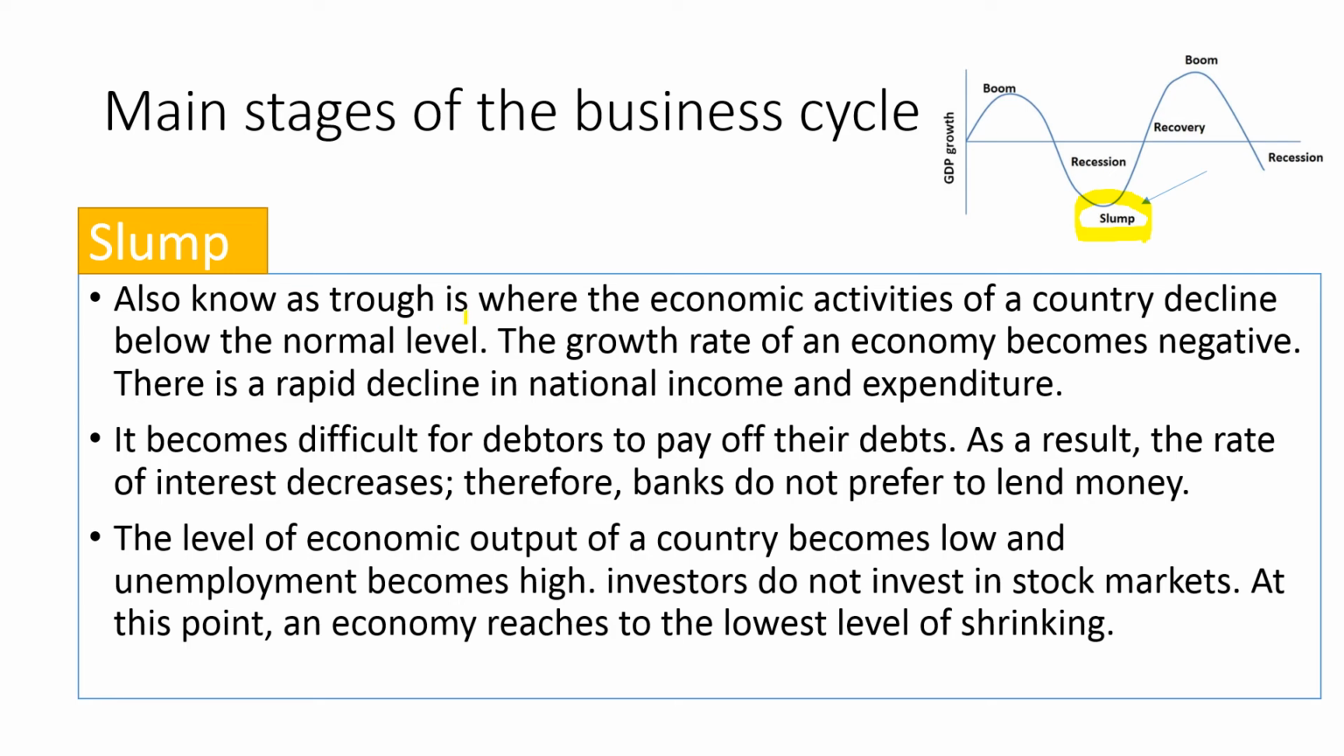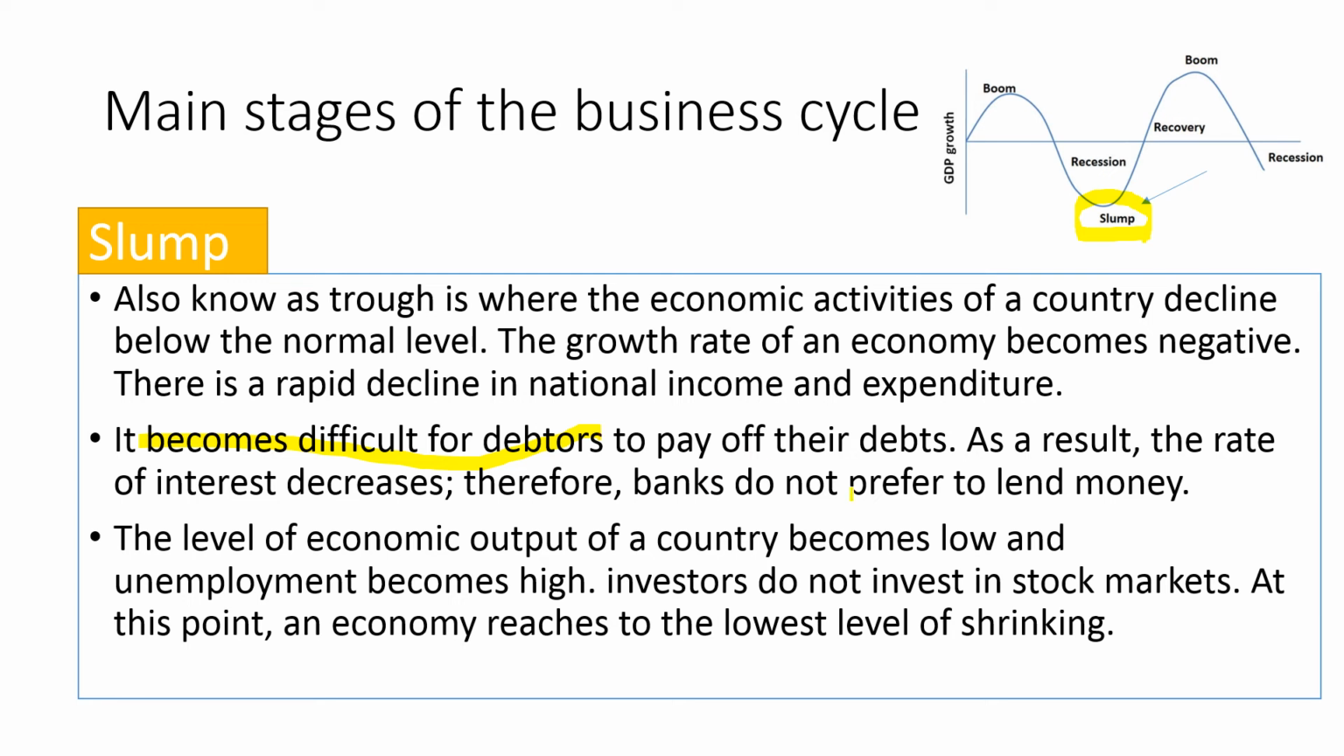Also known as trough, it is where the economic activities of a country decline below the normal level. So the growth rate of an economy becomes negative. There's a rapid decline in national income and expenditure. It becomes difficult for debtors to pay off their debts. As a result, the rate of interest increases.